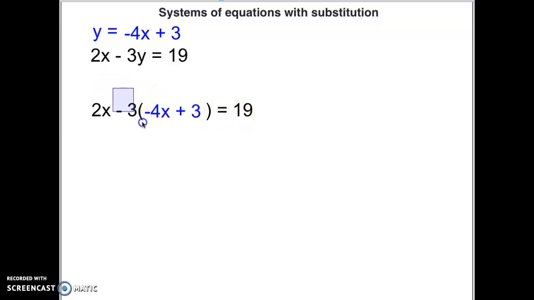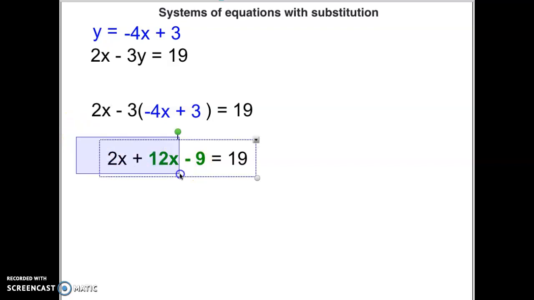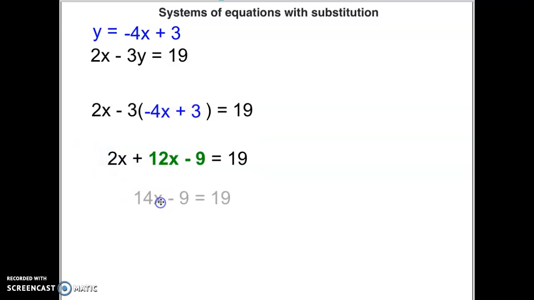So first up, we need to take these two terms and distribute them. When we do that, we get 2x plus 12x, because negative 3 times negative 4x is positive 12x, and negative 3 times positive 3 is negative 9. We then combine the like terms, which in this case is 2x plus 12x. Hopefully you would all know that's 14x. We still have the minus 9 equals 19.